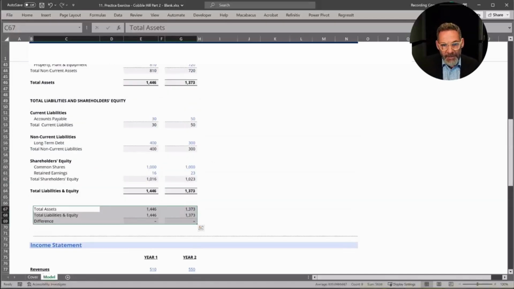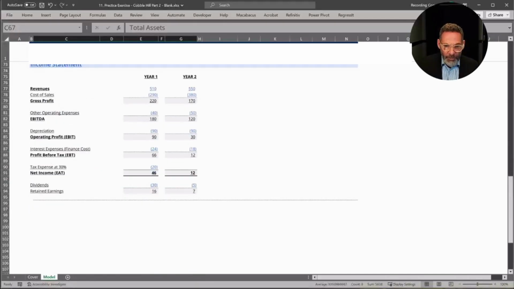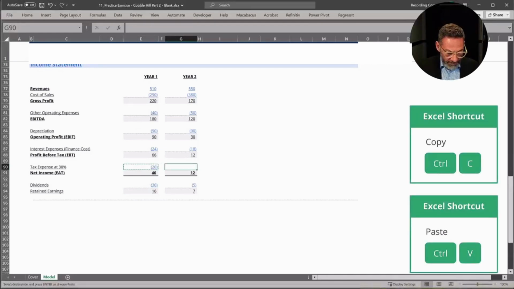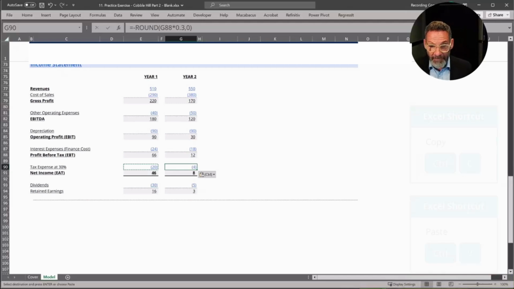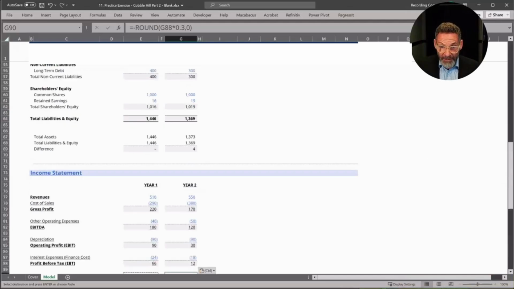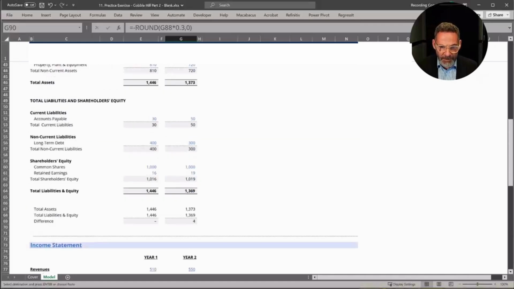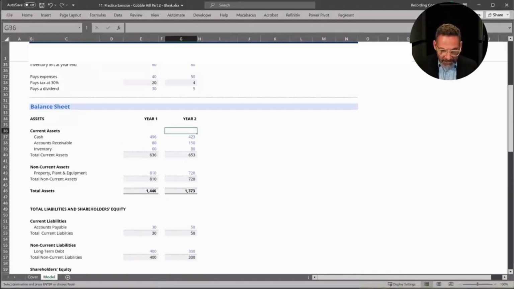And the only thing we have to do next is record the tax expense. Now, I'm going to just copy the tax expense from the previous year. I'm doing Control-C and just Control-V for paste. Now, we are almost there. You can see our balance sheet doesn't balance because we've recorded the expense of tax, but we also have to deduct that from cash. And we can see that's 4. So I'm going to deduct the tax expense of 4. And we have done it.